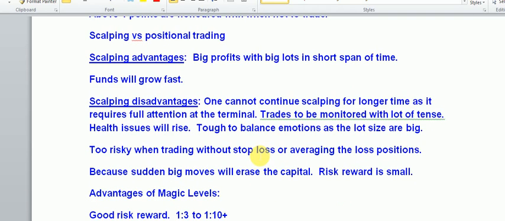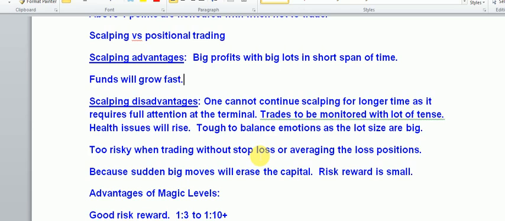Now the disadvantages. What are the disadvantages of scalping? We have to sit in front of the system while scalping, because we are trading for small pips, that means a 10 to 20 pip move. When suddenly something goes against us, we should be there to close the trade or reverse the trade. Most of the time traders don't place a stop loss, because it will hit and they need to close the trade at a loss. So they sometimes average.